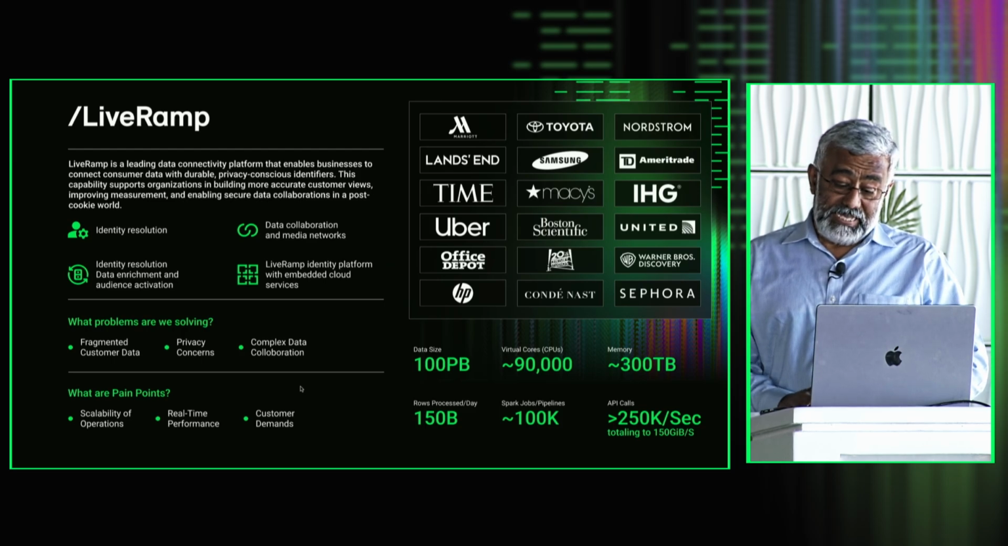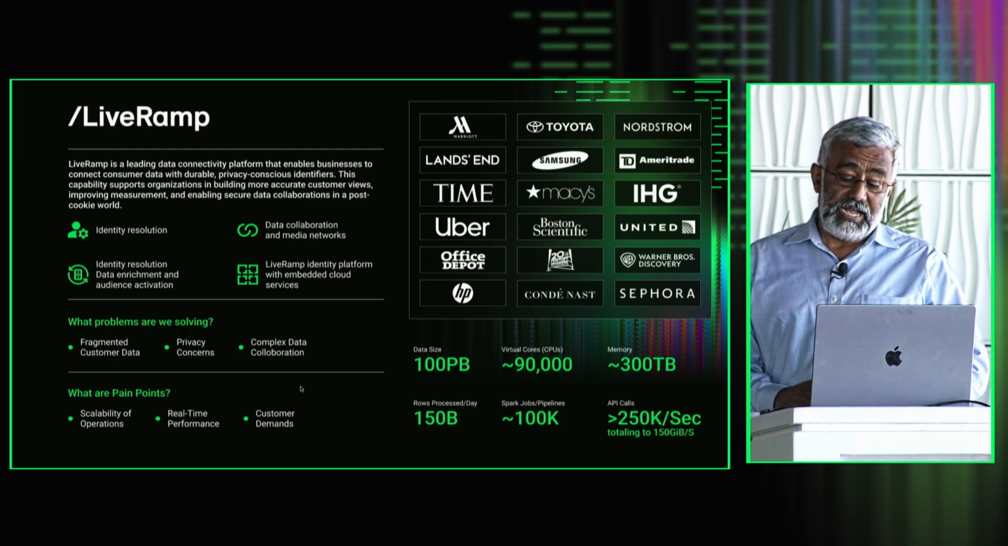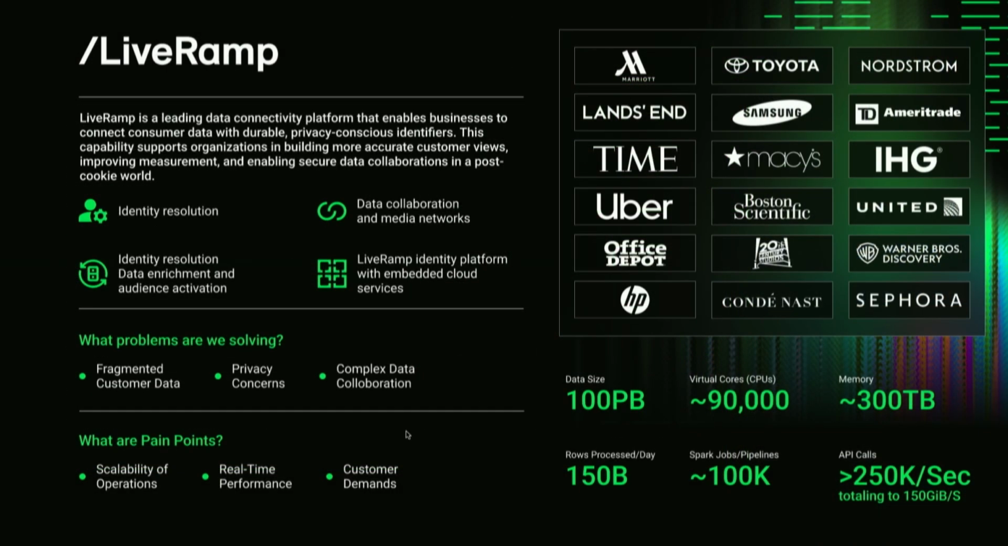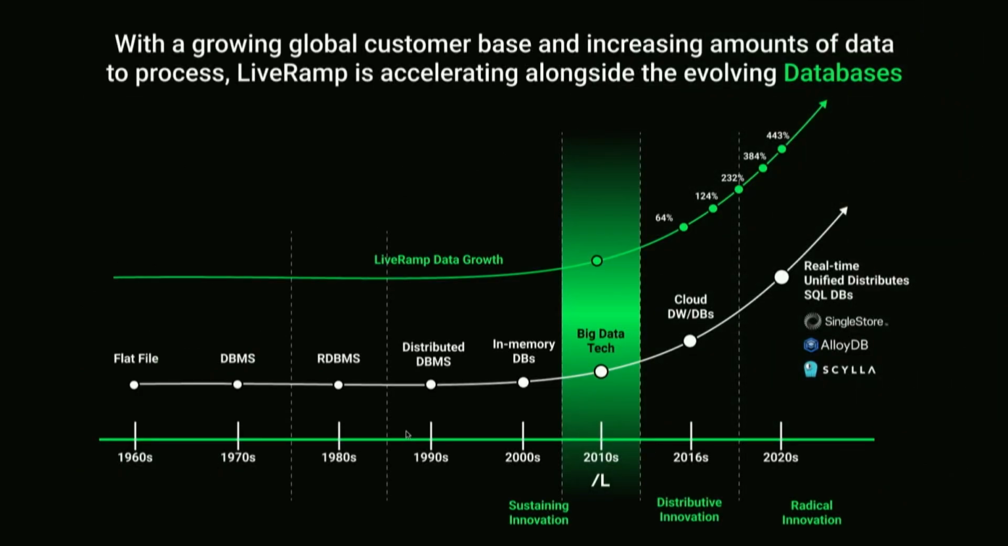The data size of the problem we were trying to solve is 100 petabytes, and our current ecosystem is around 90,000 processors and 300 terabytes of memory, such a huge setup. Even with that, we've been dealing with batch processes, and only with aggregate data at this point. Our requirements have been changing, and our data growth has been tremendous. When we started this journey, it was 60 petabytes. Now it's close to 100 petabytes.